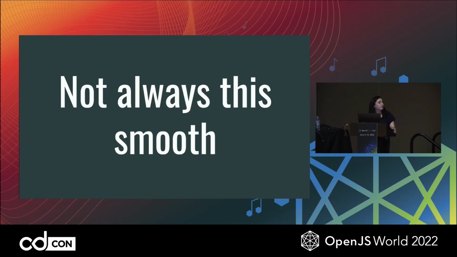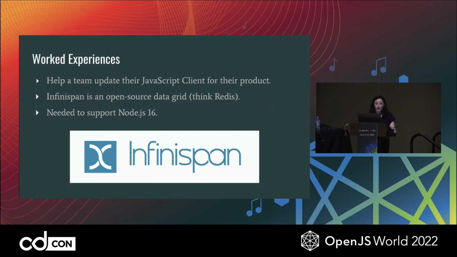And this is where I want to talk through one of my recent experiences at Red Hat. At the start of the year, I was tasked with helping a team update their JavaScript client for their project up to Node 16. And this team actually was a predominantly Java team, so they didn't necessarily have any Node.js expertise within their group. They just had this JavaScript client to maintain. And the product was called Infinispan. It was like an open source data grid. Think kind of like a Redis equivalent. And they needed to support Node 16.